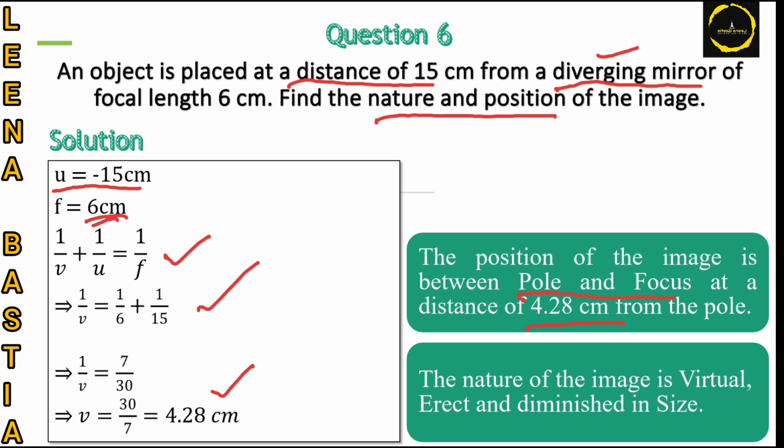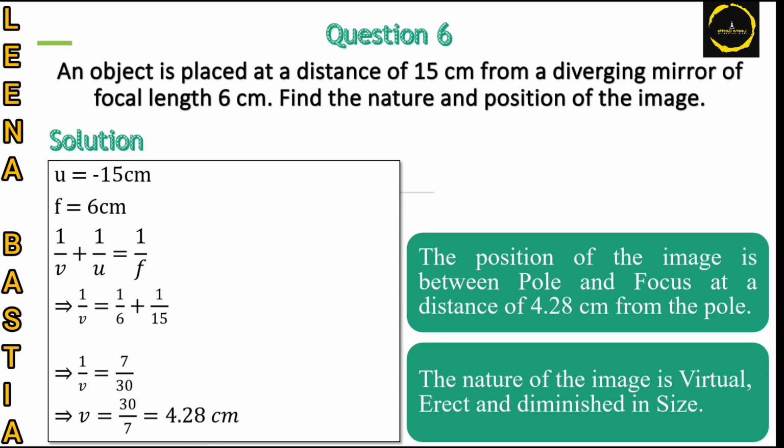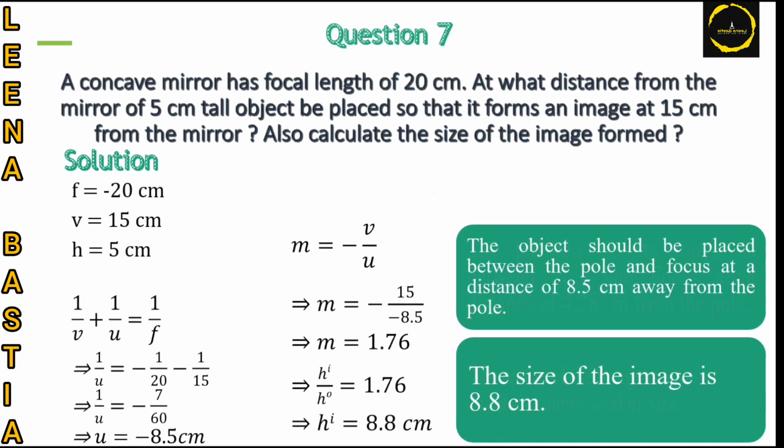Again, because it is a convex mirror, you already know the nature of the image will be virtual, erect, and diminished. But again you can find it out from the value of V, that is positive. Hence we can conclude that the image is virtual, erect and diminished. I hope this is also clear to you all. Let us move on to the next question, that is question number 7.